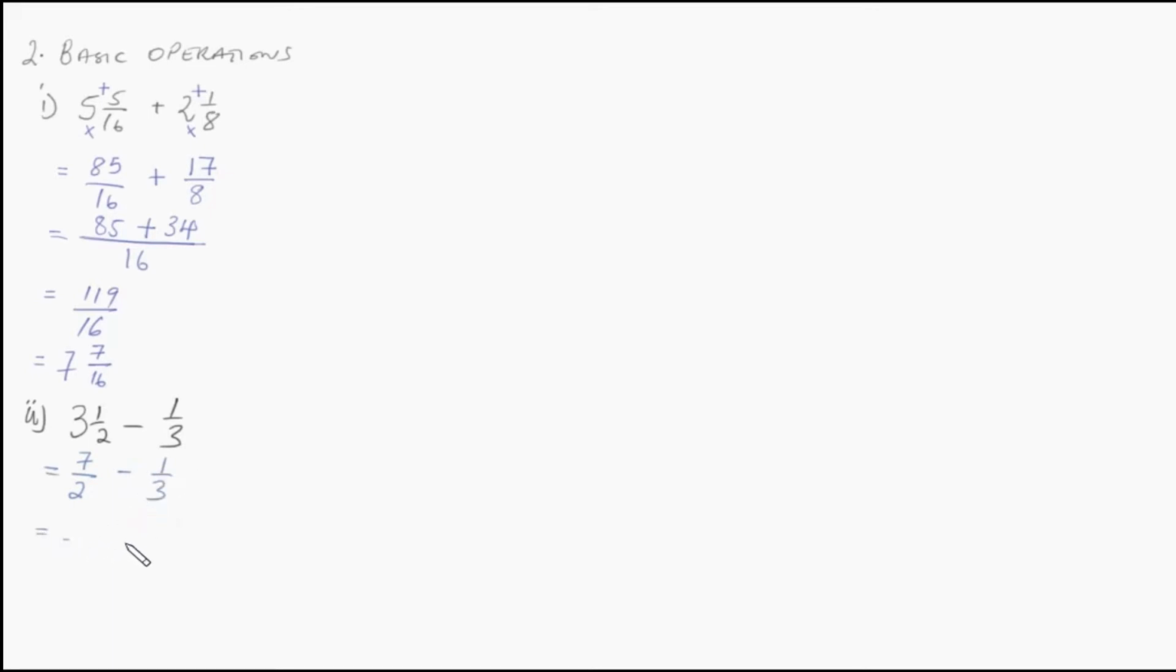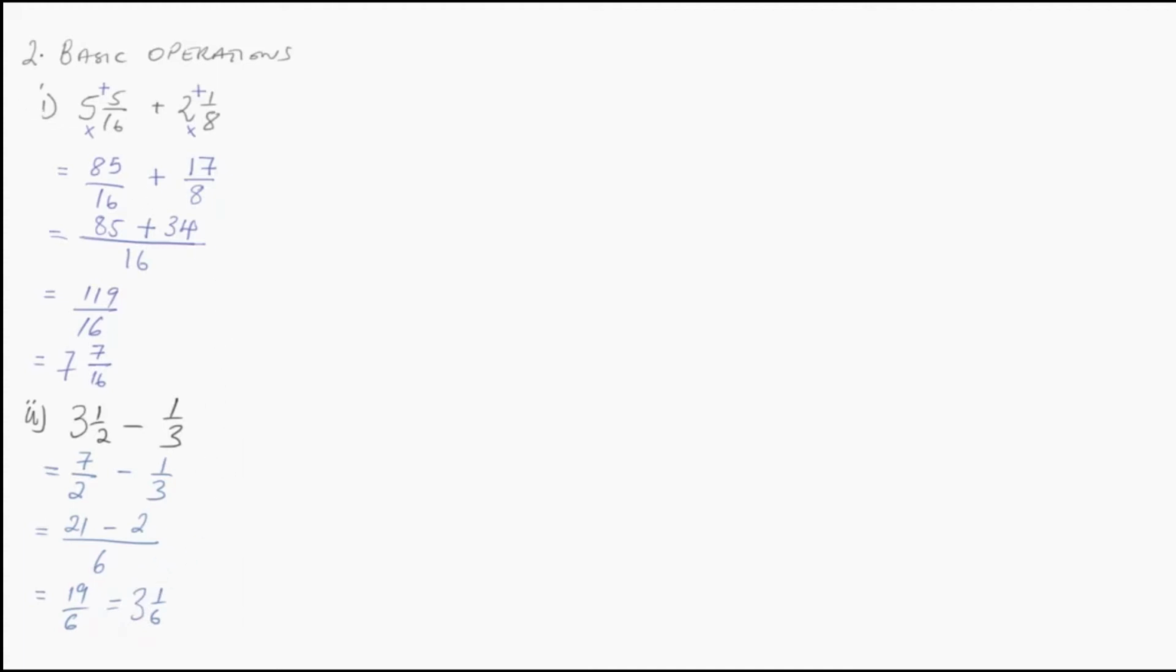Now, the next thing is to understand that we are subtracting fractions, so we follow the same approach. We will find the lowest common multiple of 2 and 3, and that is 6. Then 2 into 6 goes 3 times. 3 times 7 is 21, minus 3 into 6 goes 2 times. 2 times 1 is 2. So we have 21 minus 2, which is 19, all over 6. So the answer here becomes 3 and 1 over 6. Okay?